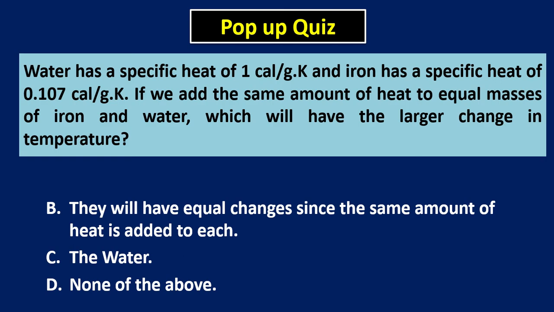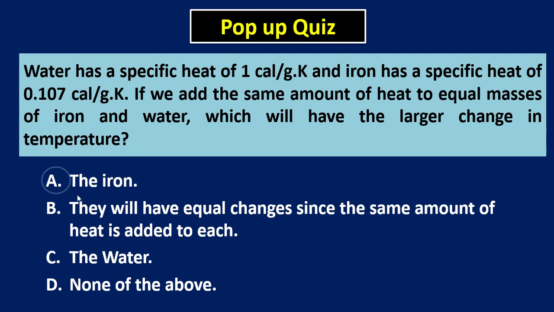Let's see the quiz here. Water has a specific heat capacity of 1 calorie per gram degree Kelvin, and iron has a specific heat capacity of 0.1. If we add the same amount of heat to equal masses of iron and water, which will have the larger change in temperature and why? Think.